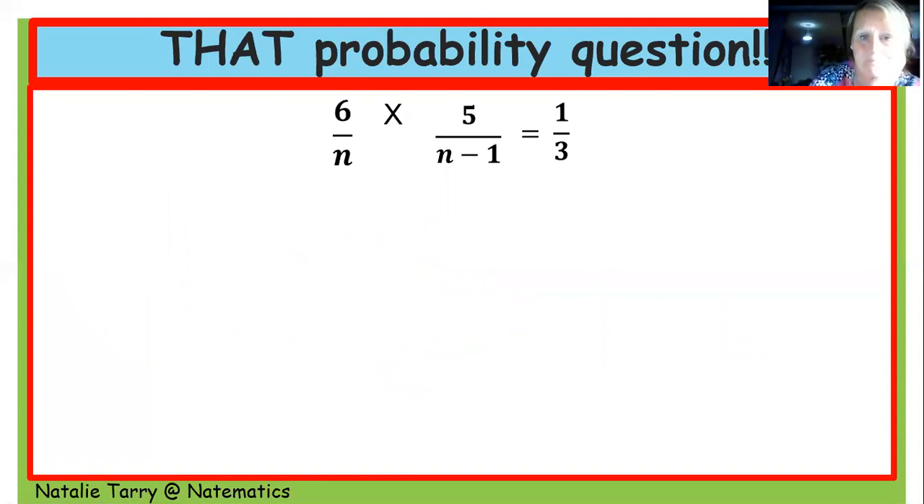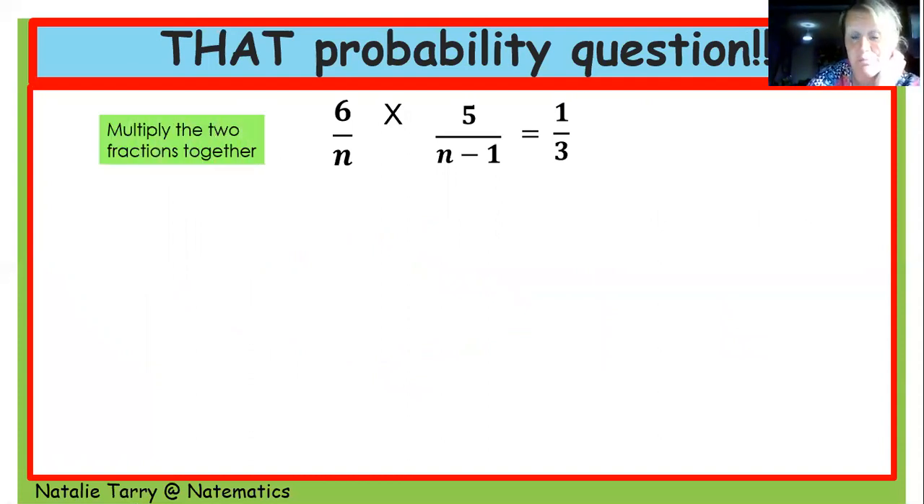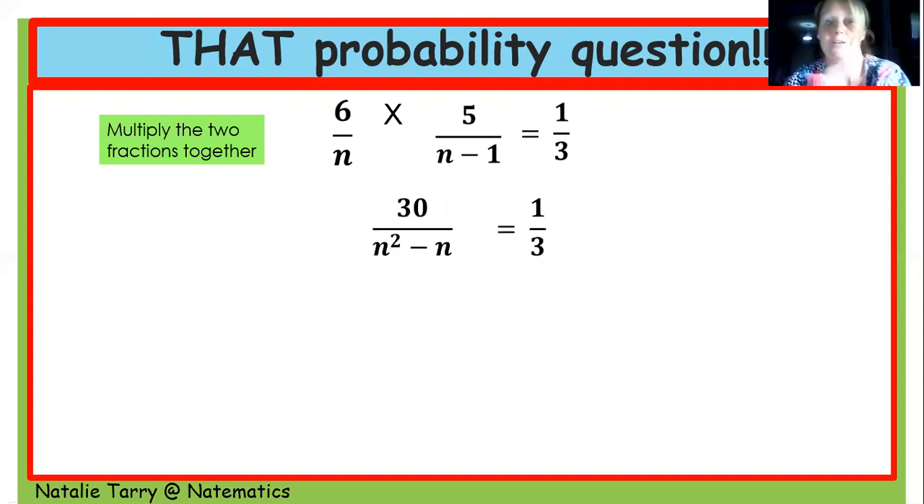Okay, so we've got 2 fractions. What do we do when we multiply 2 fractions together? What would you do if they were numbers? Simple. We multiply the tops together. We multiply the bottoms, or the numerators, the denominators. So we end up with 6 times 5, 30. And then n times n minus 1 is n squared minus n. And we know it's equal to 1/3.